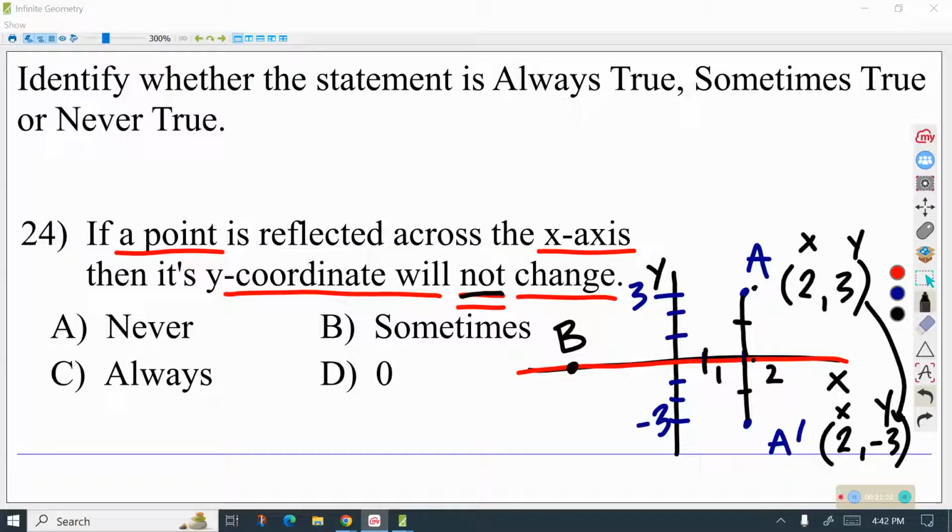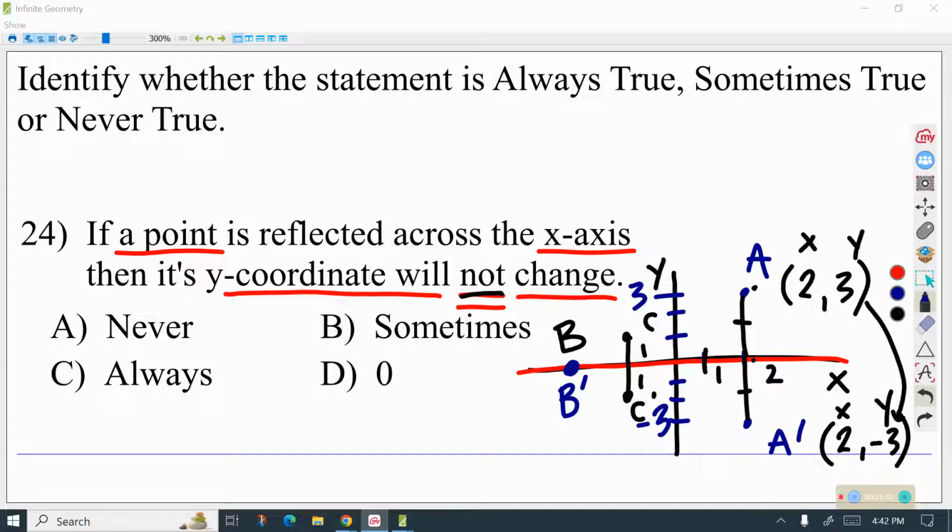Well, again, the whole point of reflection is to go the same distance from the mirror, right? So if I have a point C and it's 1 away, then the reflection C prime is going to also be 1 away, all right? But what if a point is right on top of the mirror? If a point is right on top of it, then the reflection does not move. So the point can't move, and when I reflect it, it stays put in the same location, which means that its y coordinate will not change, right?